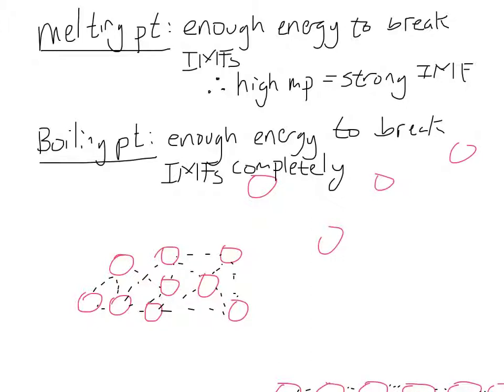And just like with melting point, high boiling points indicate strong intermolecular forces. Low boiling points indicate weak intermolecular forces. And things that are gaseous at room temperature, like oxygen or nitrogen, or any other gas we know of, are all going to have low boiling points. That's what makes them gases at room temperature.